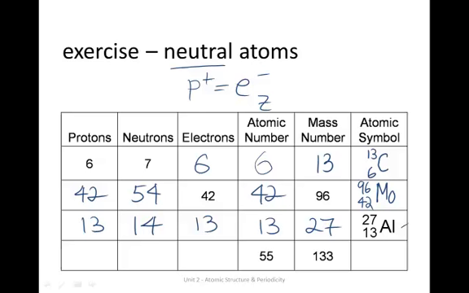Alright, for our last example of neutral atoms, if we have an atomic number of 55, that of course tells us we have 55 protons. A neutral atom would also have 55 electrons. And then, of course, the sum of the protons and neutrons equals 133. So 133 minus 55 equals 78. And an atomic number of 55 tells us that this is a cesium atom. Atomic number 55, and this isotope with a mass number of 133.